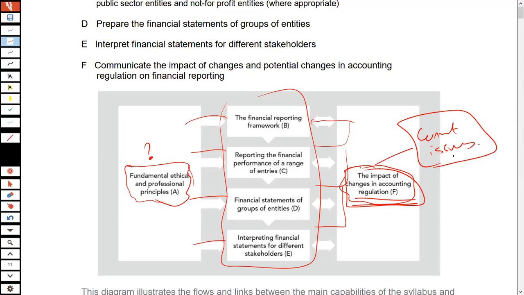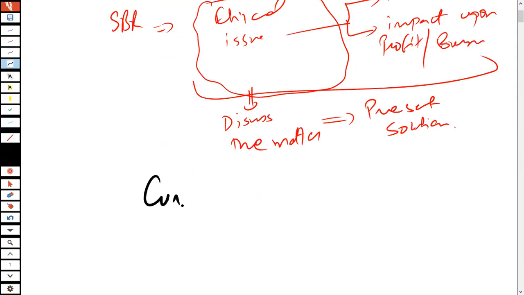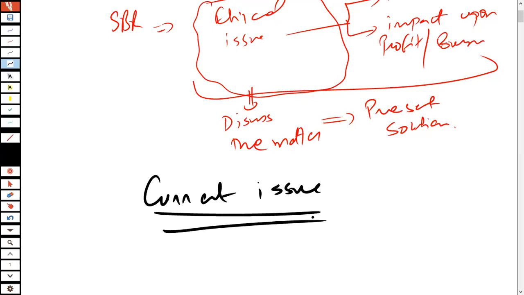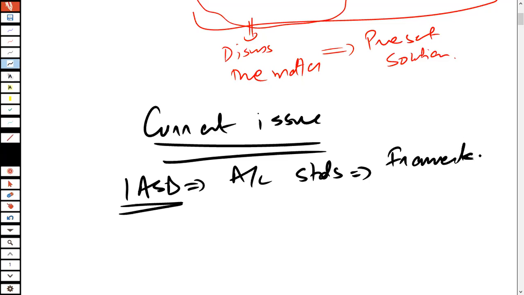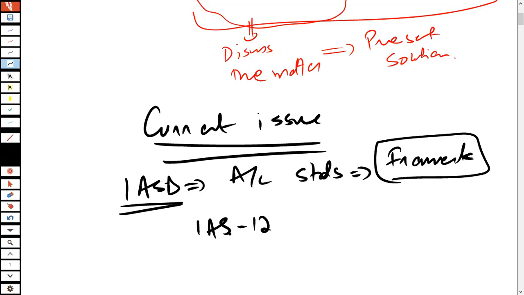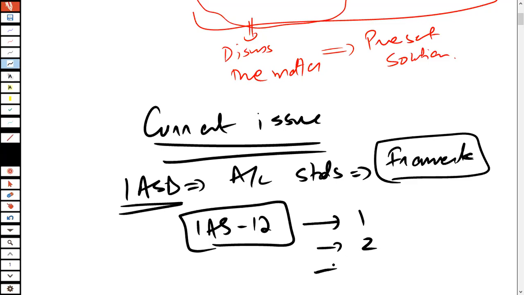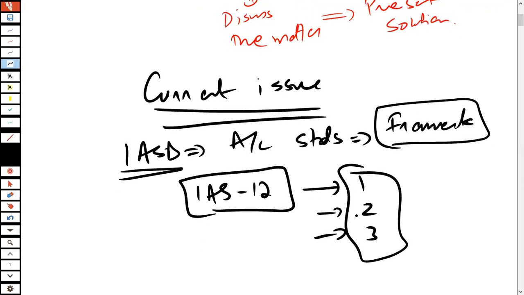When we talk about current issues, you need to understand that the accounting standards are developed by the IASB, the International Accounting Standards Board. From time to time, the IASB considers whether these accounting standards are in line with the framework they have developed. It is possible they could come across, let's say, IAS 12 Income Taxes, and identify one, two, three issues with respect to how the accounting is performed under IAS 12.